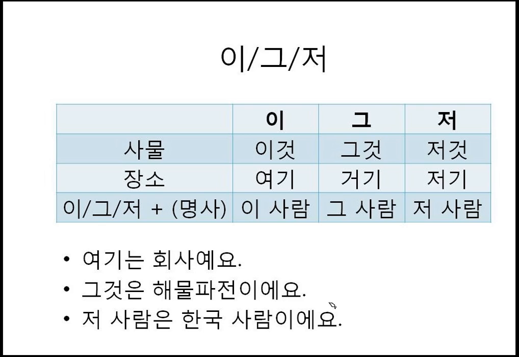These are example sentences. 여기는 회사예요. Here's my workplace. 회사 is company or workplace. So 여기는 회사예요. That might mean, here's my workplace. Here's my company. Then, 그것은 해물파전이에요. That is, it is 해물파전. Then, 저 사람은 한국 사람이에요. That person is Korean.